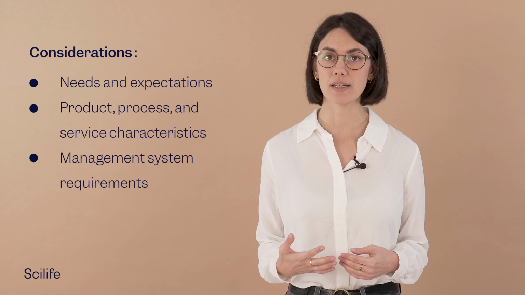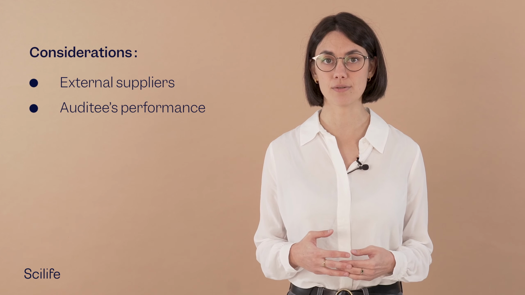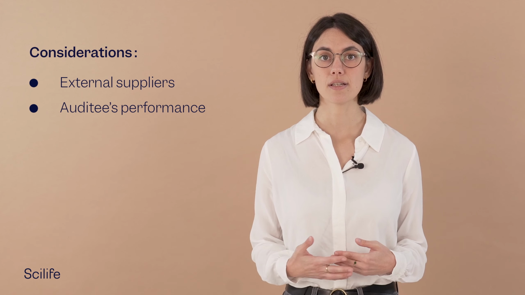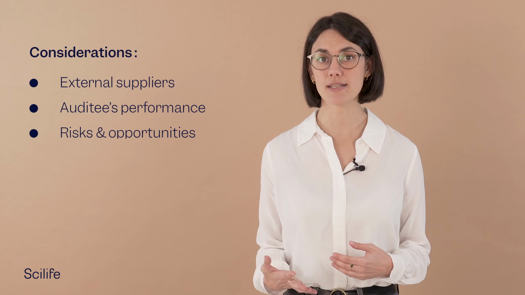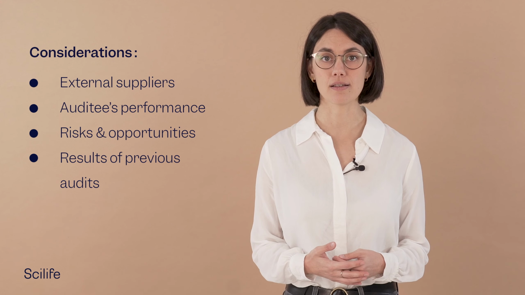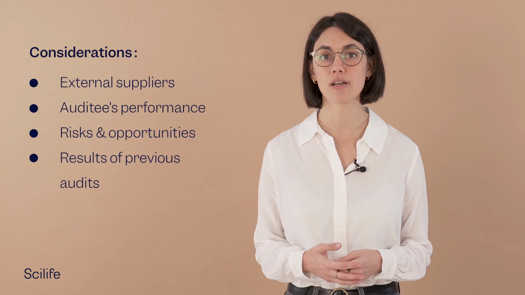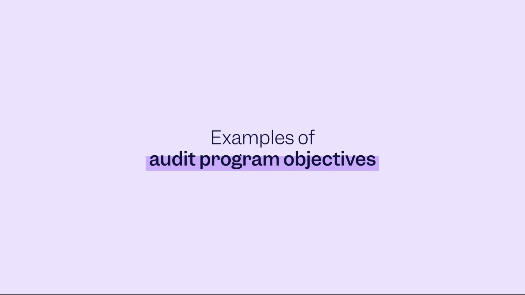Fourthly, take into account the legal and contractual requirements with external suppliers and the need for their evaluation. Fifthly, include the level of performance of the auditee. The auditee's performance is measured by key performance indicators, KPIs, such as failures, incidents, or customer complaints. Recurrence of similar incidents and ineffective corrective actions illustrate the management system's maturity. The sixth aspect that you should bear in mind is the auditee's risks and opportunities. The seventh and last aspect that you should take into consideration are the results of the previous audits.